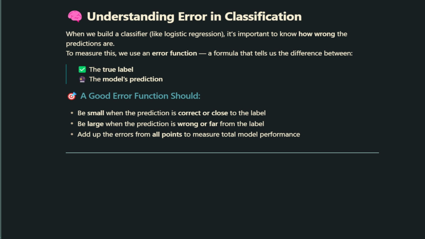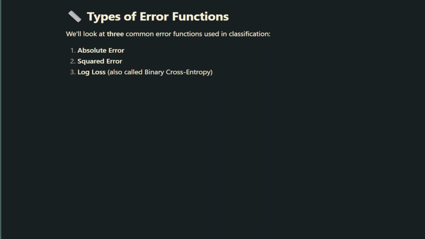Now that we know why error functions are important, let's look at the three most common ones used in classification. The first is absolute error, which simply measures how far the prediction is from the actual value. The second is squared error, which takes that difference and squares it, making larger mistakes count even more. And finally, the most widely used one in classification is log loss, also called binary cross entropy. This one not only checks whether the prediction is right or wrong, but also how confident the model was about its prediction. We will go through each of these step by step to understand them better.